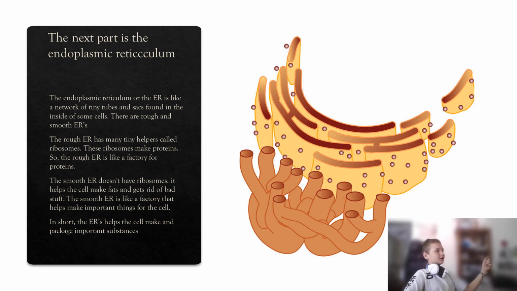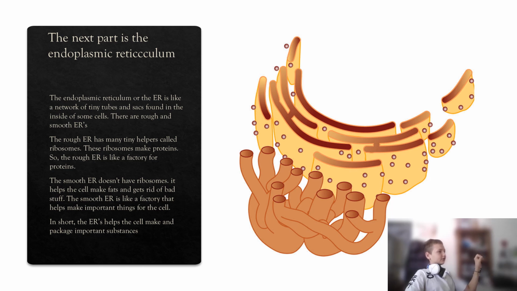Now, before we start, there are two endoplasmic reticulums, and the one labeled on the right here is the rough endoplasmic reticulum. As you can see, it has these little sphere-shaped bumps, which are actually the ribosomes, as mentioned earlier. Now, let's get on to it. The endoplasmic reticulum, or the ER, which we will be calling it in this video, is like a network of tiny sacs and tubes that are found inside the cells. There are two types of endoplasmic reticulums. There are the rough and the smooth.